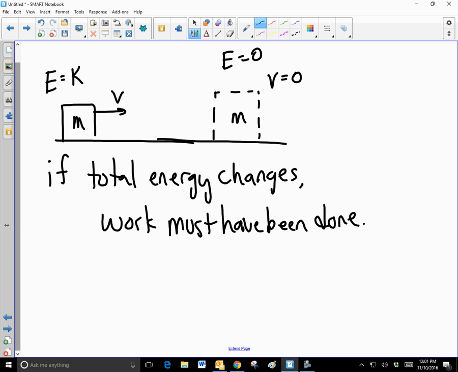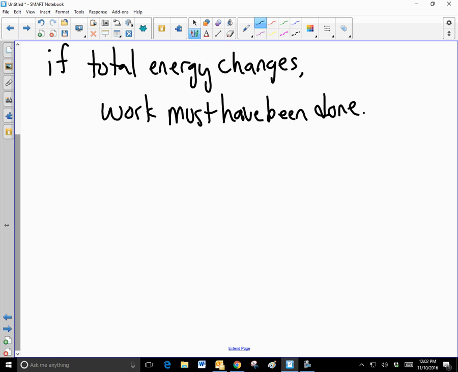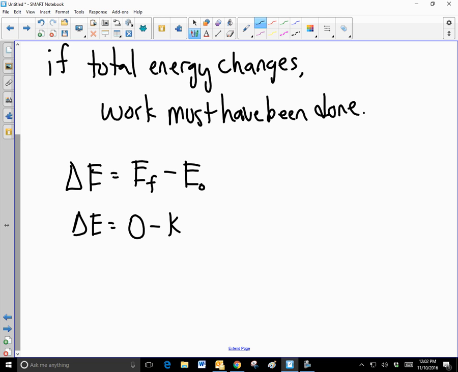If work was done, there must be a force that does the work. What force does the work? Friction. How much work did friction do in this case? Not K. Negative K. Good job. The change in energy is equal to the final amount of energy minus the initial amount of energy. So the change in energy in this case is 0 minus K. The thing had some positive energy, then it didn't have any energy, so there must have been negative work. The change in energy is minus K. Change in energy is work, so work is equal to minus K.